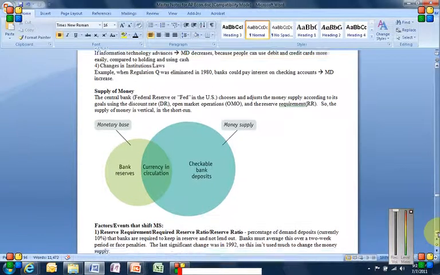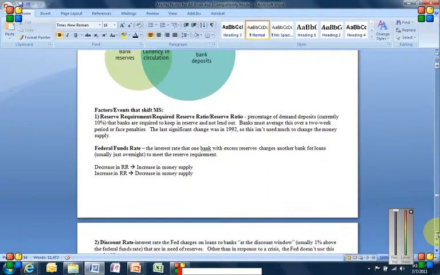So if we're talking about the supply of money, what are some factors or events that would shift the supply curve for money? Just like we have factors or events that would shift the demand curve for money. Well, one is the reserve requirement or the required reserve ratio, the reserve ratio. All these things mean the same thing, but this is the percentage of demand deposits. Right now it's 10% in the United States that banks are required to keep in reserve and not lend out. Banks must average that over a 2-week period or face penalties. That's just the law. The last significant change was in 1992, so this isn't used much to change the money supply, but it is a tool that the Federal Reserve can use, and we'll talk later about why they would change this, why they would use this tool.